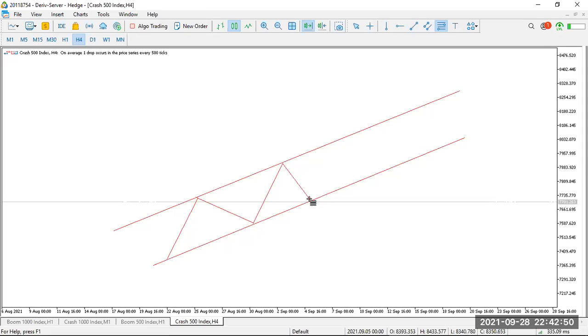Optimum trade entry level. I hope I'm not moving too fast because I know you have limited time. But just in case, you can watch the video again later just to understand.